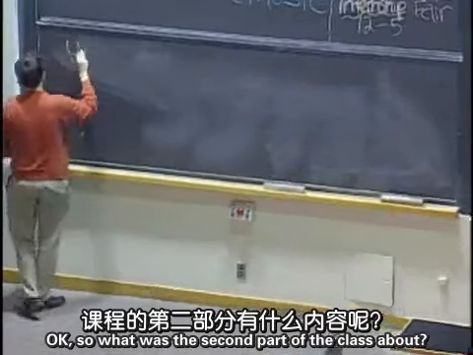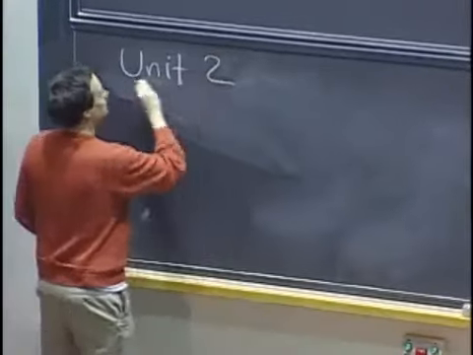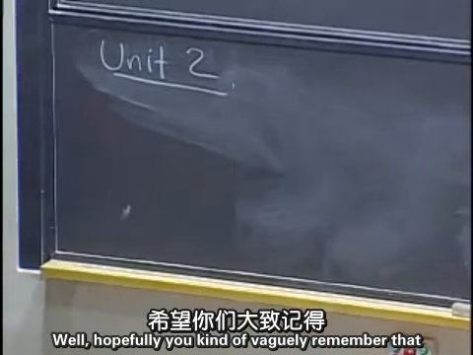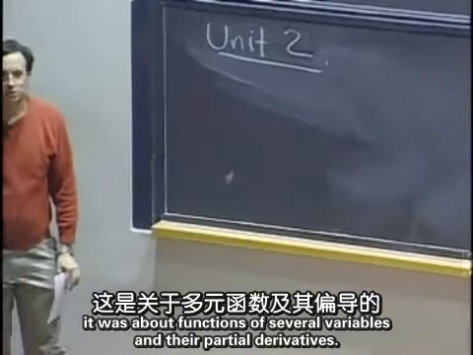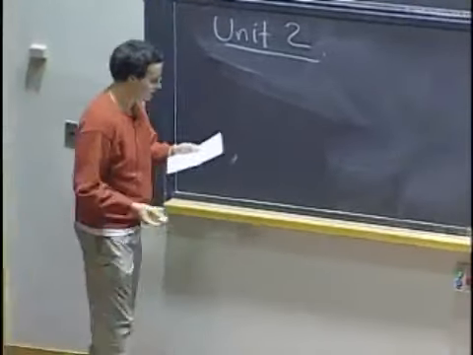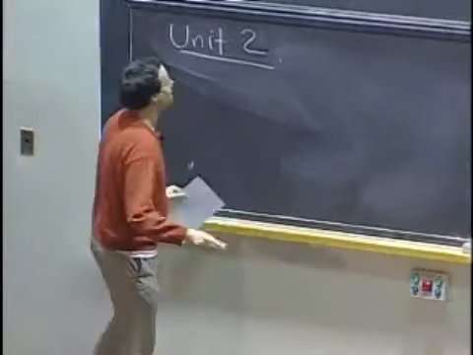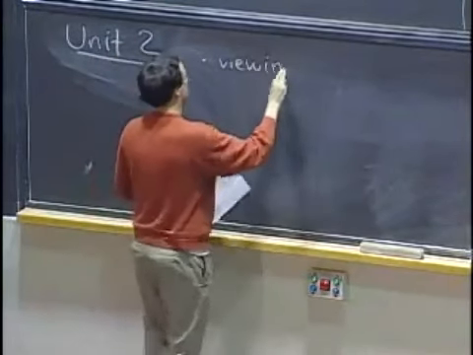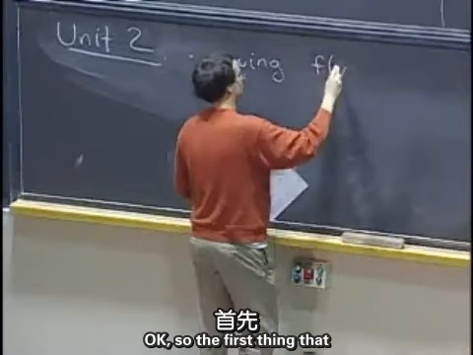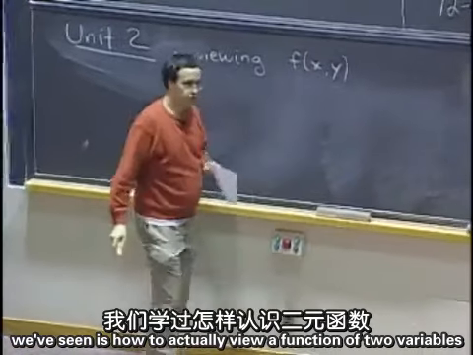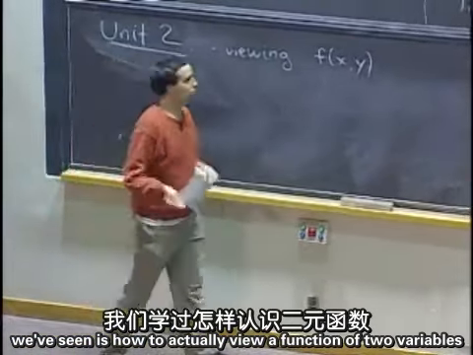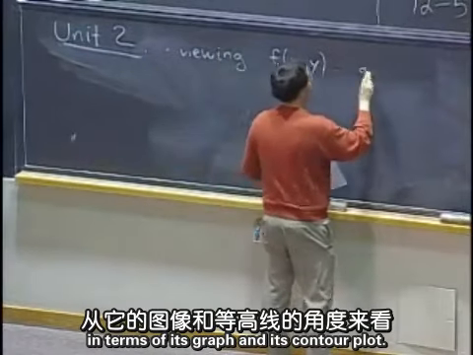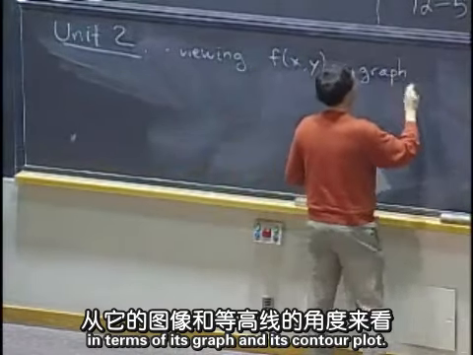Okay, so what was the second part of the class about? Well, hopefully you kind of vaguely remember that it was about functions of several variables and their partial derivatives. Okay, so the first thing that we've seen is how to actually view a function of two variables in terms of its graph and its contour plot.